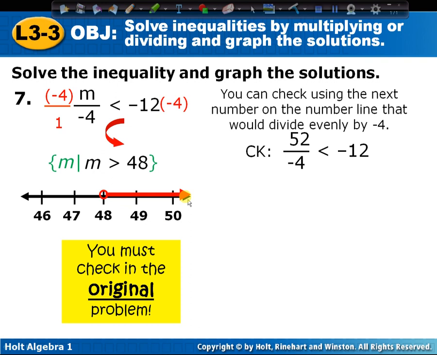So 52 divided by negative 4 is going to give me negative 13, which is less than negative 12, so that checks out. But again, you could have used 49 or 50 to check with. Take a minute, make sure you have the solve, set, graph, and check written before you move on.